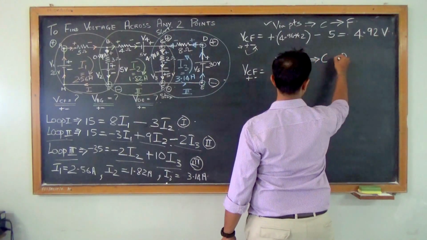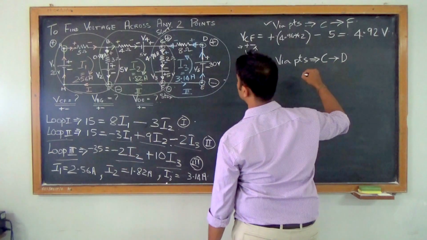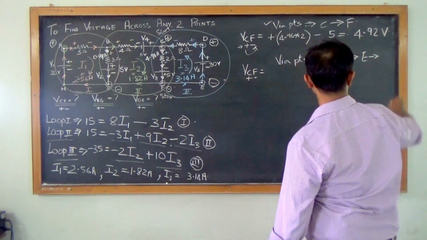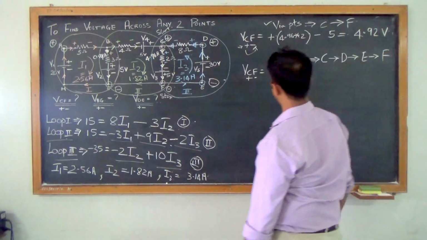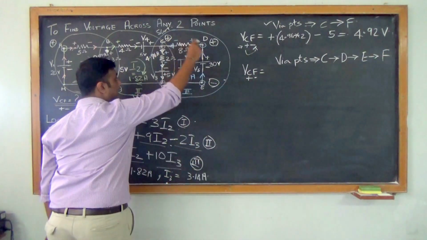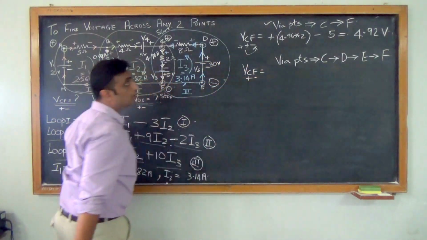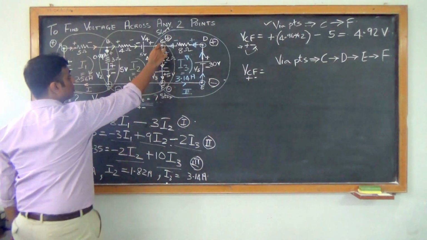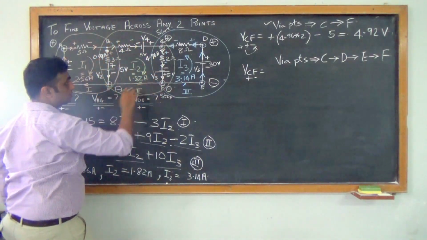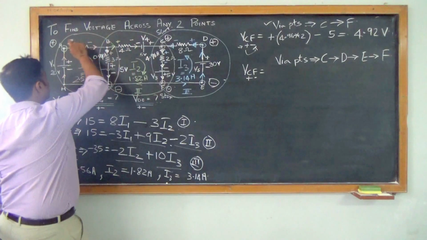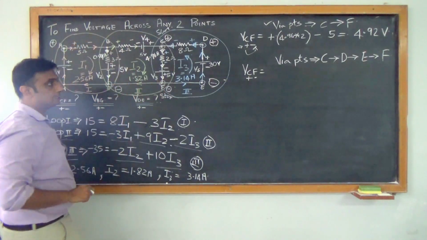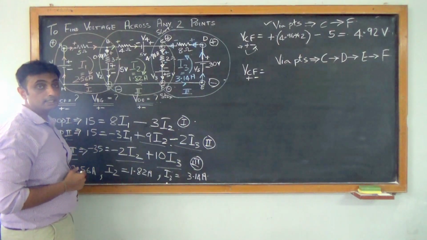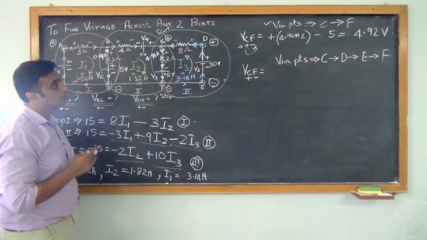Go via points C to D, D to E, and E to F. So even if we go via these points, we should get the same voltage, that is 4.92. Here also, if you go via these points, we should get the same voltage. Even if we go via these points, we should get the same voltage. So we will just check the consistency of this technique.